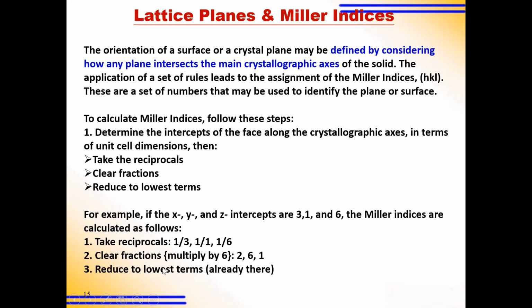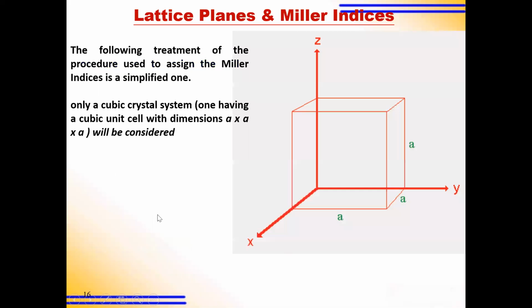So the reduce the lowest terms already there. आता हे आपण already reduce केलेलं आहे. So 261 it is the HKL and it is called as the Miller indices. Okay. So in this way we can find out the Miller indices.